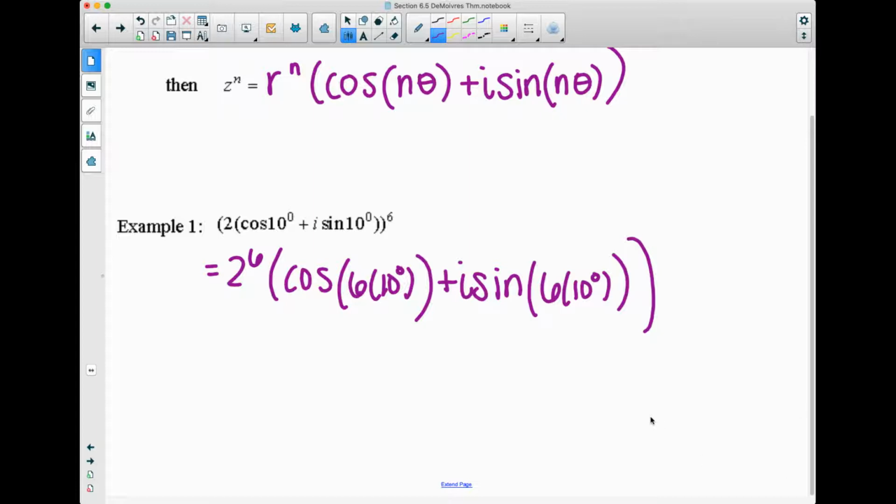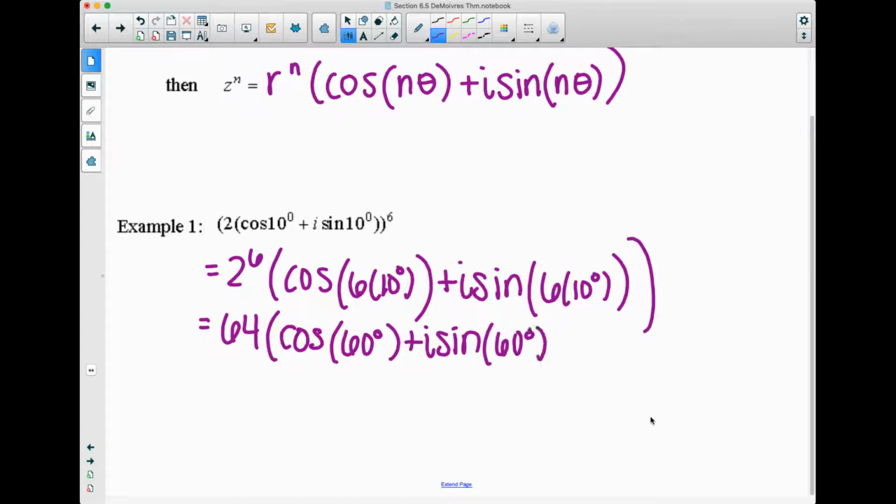So without a calculator, what's 2 to the 6th power? 64. And then we're going to evaluate cosine at 60 degrees and sine at 60 degrees, just like on the last part of those notes. So go ahead and finish that one out.